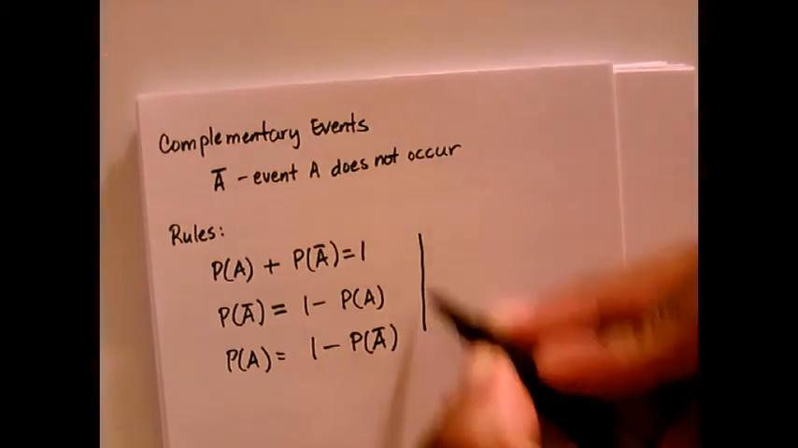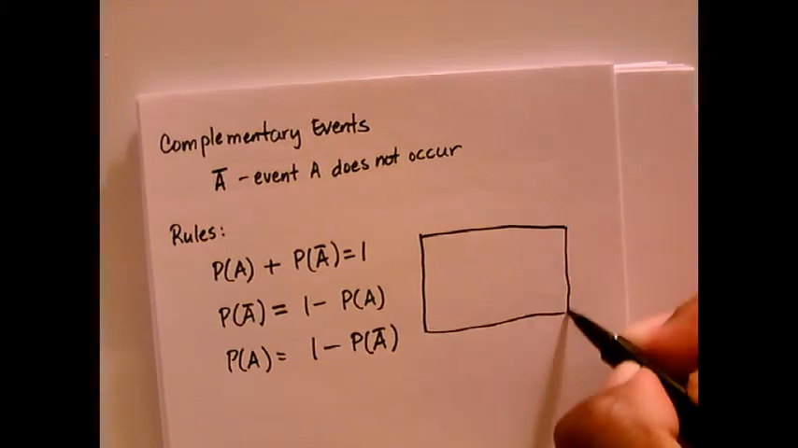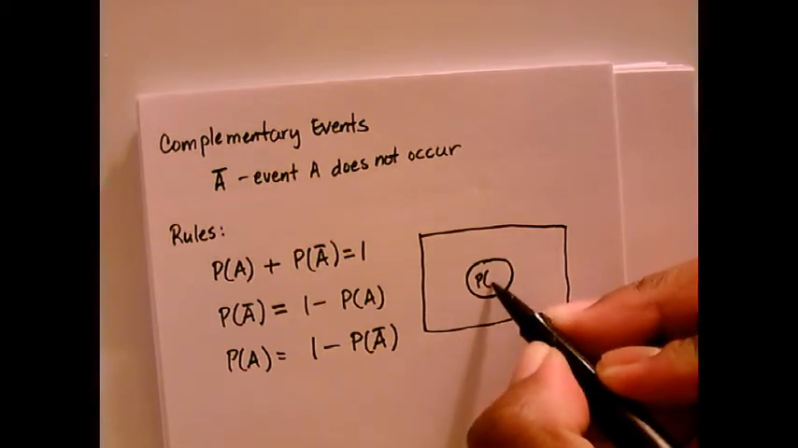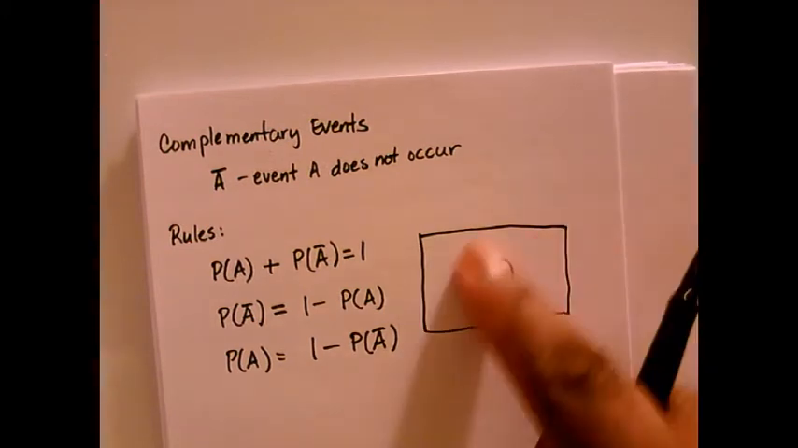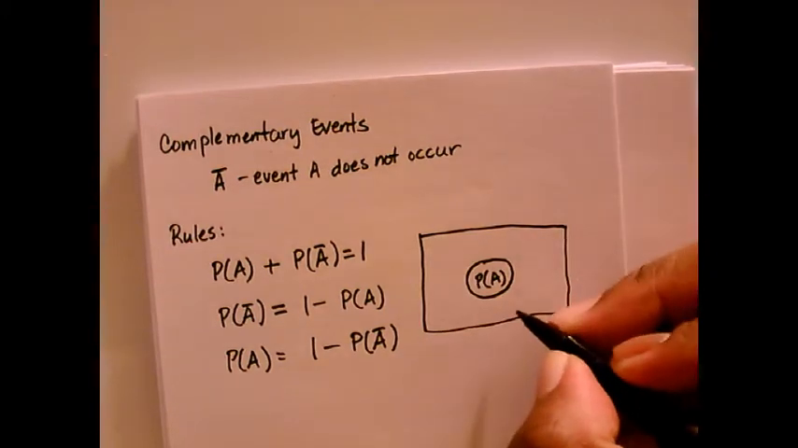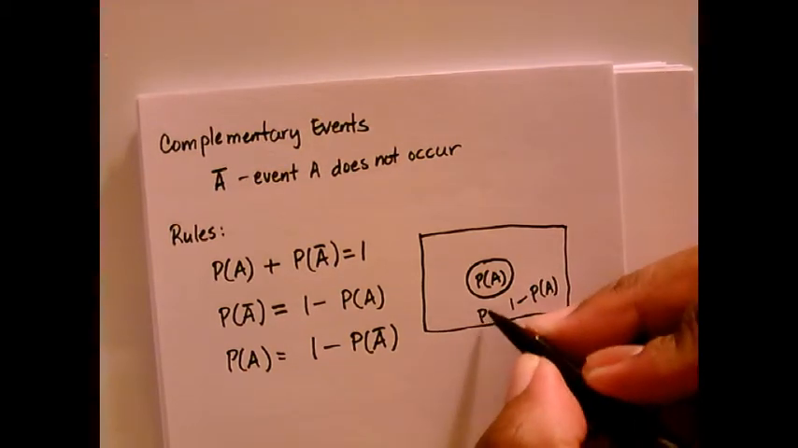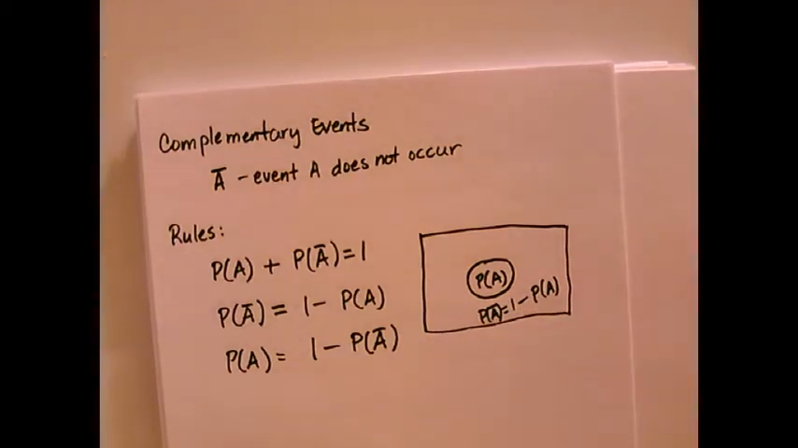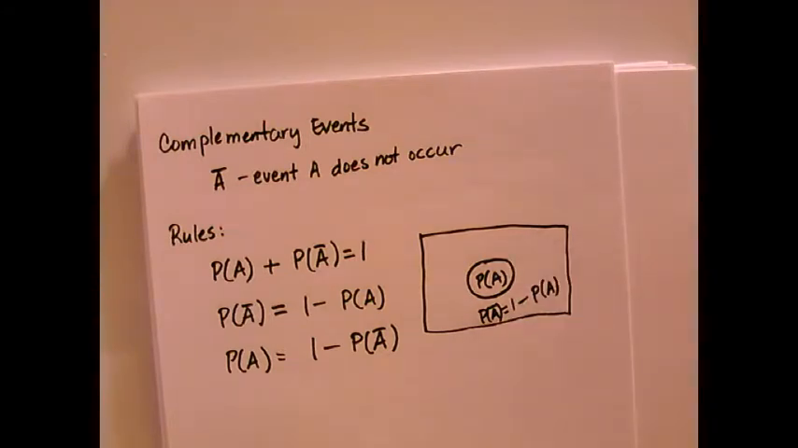Okay, and an illustration of that would be this. Let's say that this circle right here represents the probability of event A. Then what's on the outside of this represents 1 minus the probability of event A, and that's going to be the probability of A complement. So you can pretty much see that if you add the probability of event A and the probability of A complement together, it's going to equal 1.